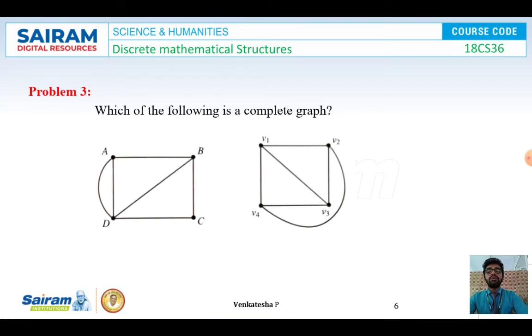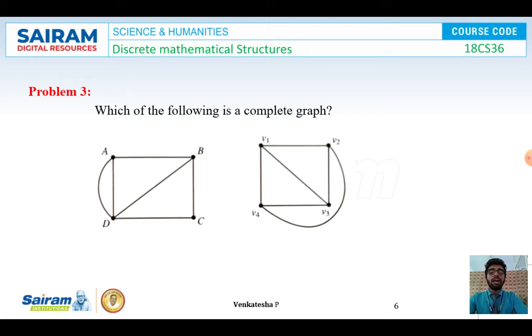Problem number 3. From the given two graphs, which of the following is a complete graph? We can see that graph A has 4 vertices and 6 edges, and graph B also has 4 vertices with 6 edges. But we can observe that graph number 1 is not a complete graph, because this graph is not a simple graph and no edge is connected between A and C.